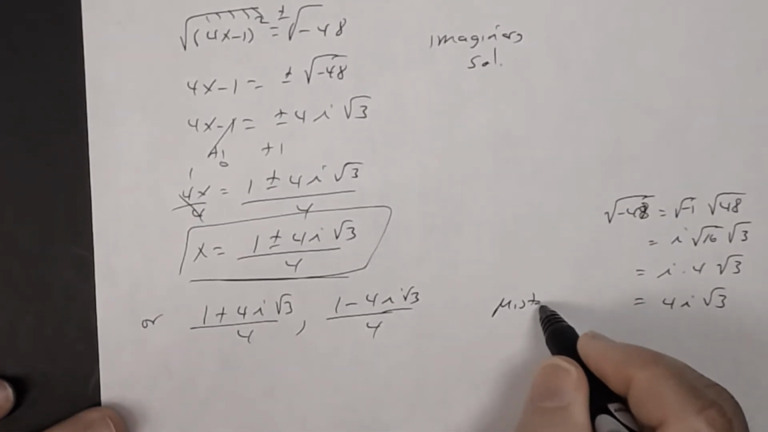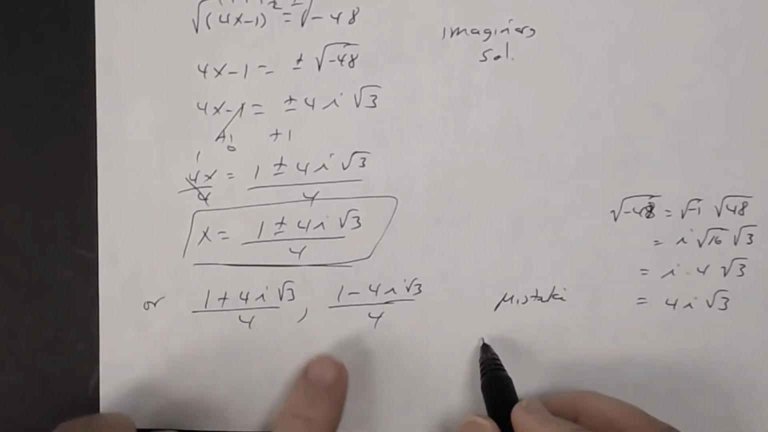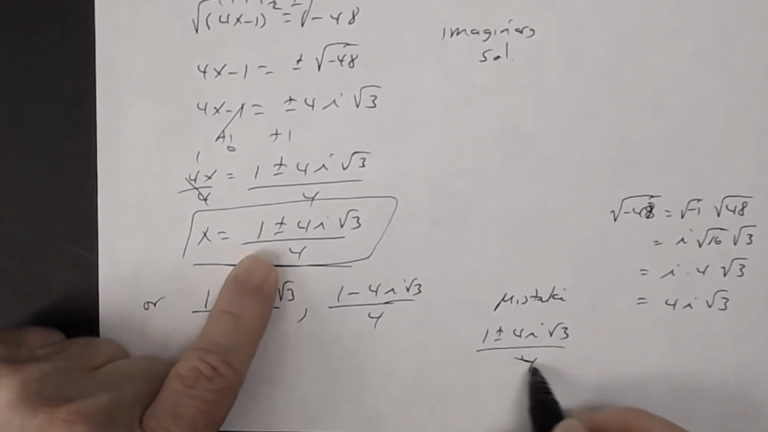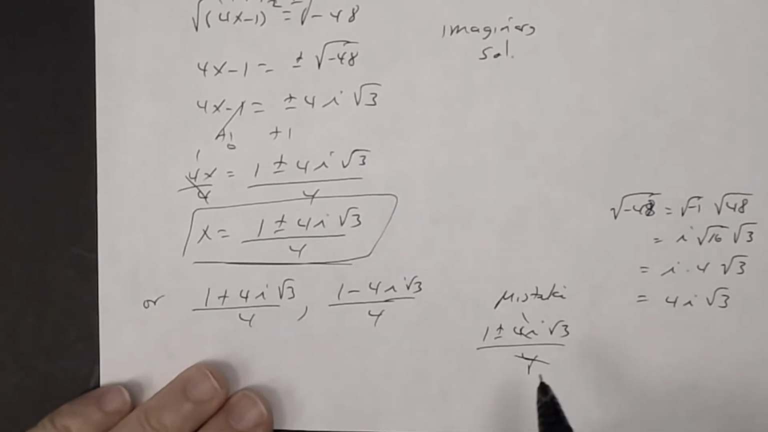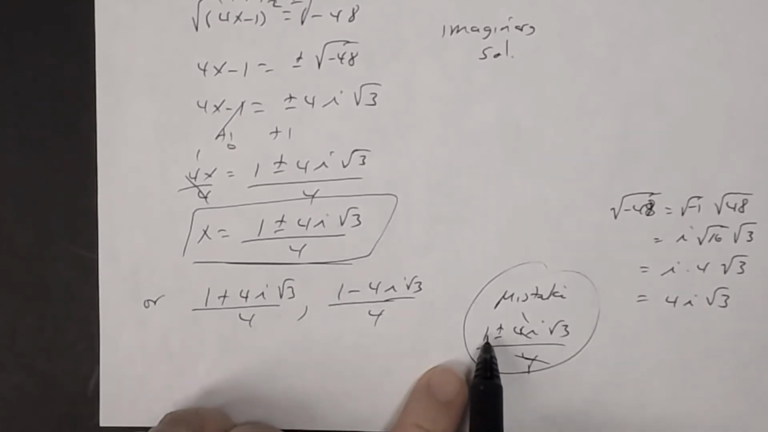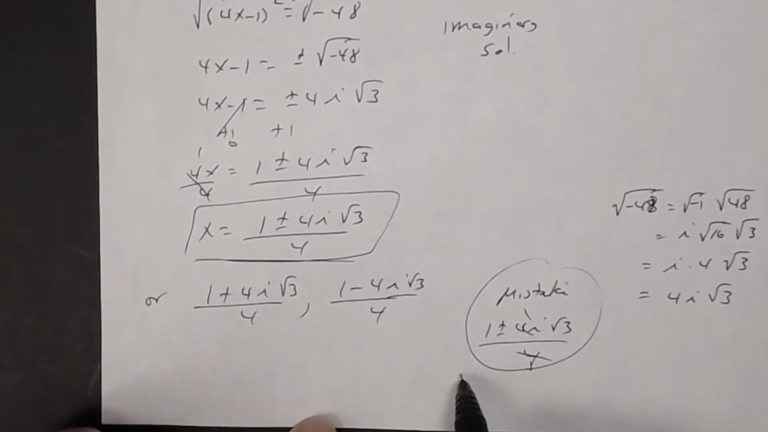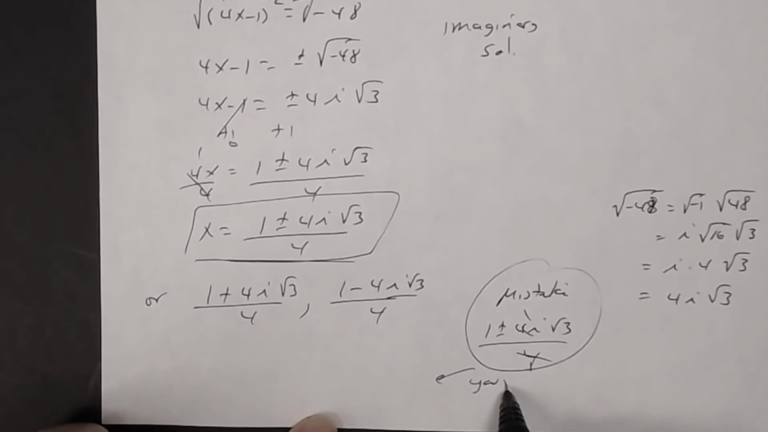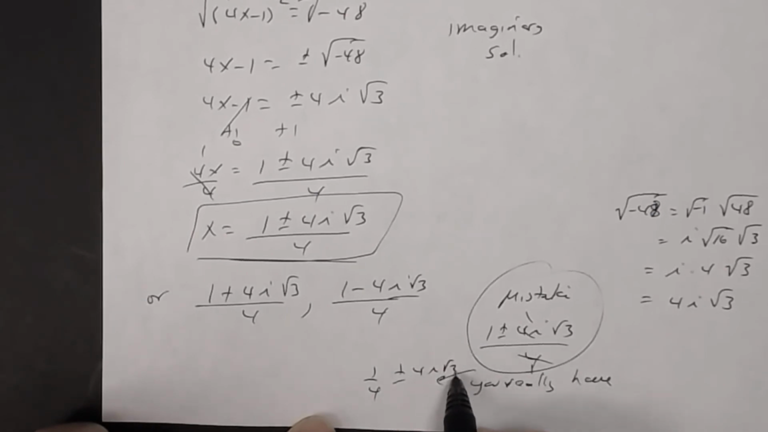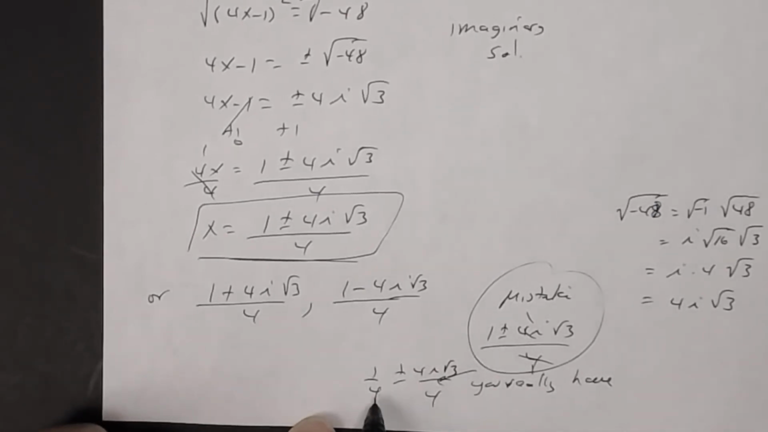This is a mistake. The mistake would be to do this: 1 plus or minus 4i square root of 3 over 4. Where someone would do that. You cannot do that. That's a mistake because you're forgetting about the fact that 1 is also being divided by 4. So really you have this. You really have this: 1 over 4 plus or minus 4i square root of 3 over 4. So see, you have 1/4.